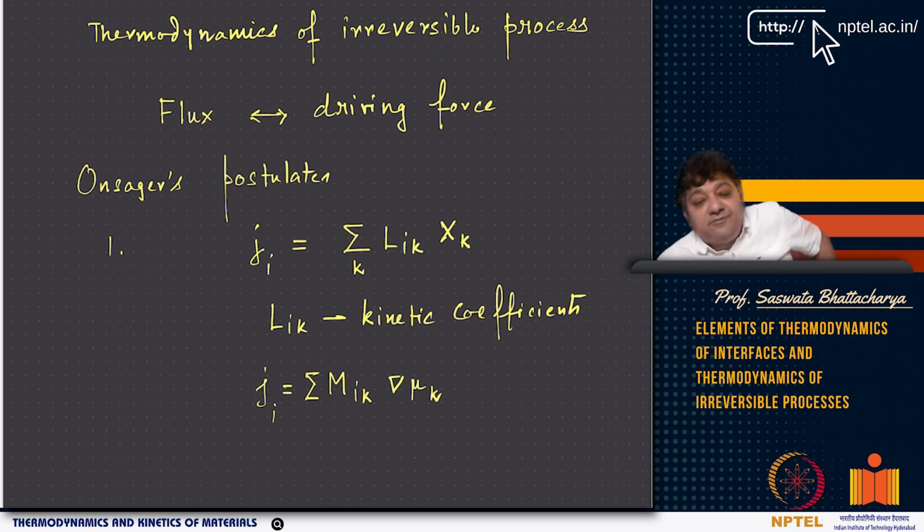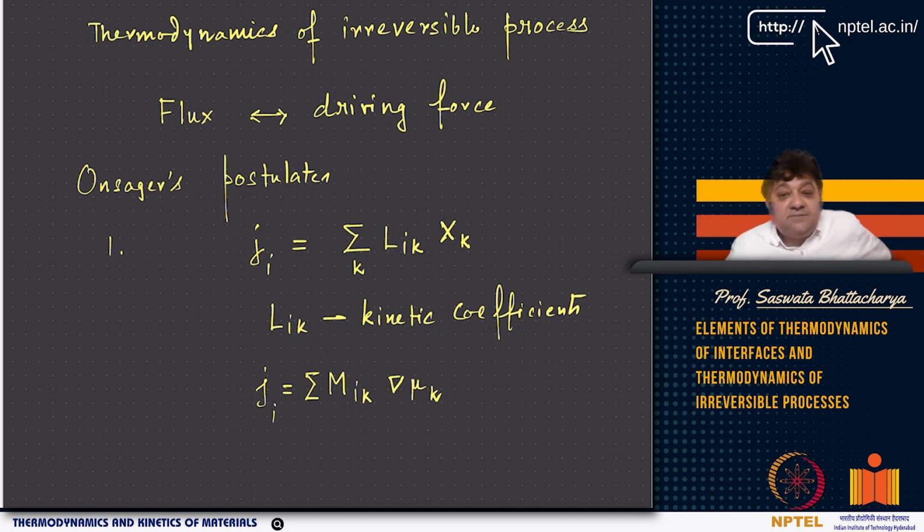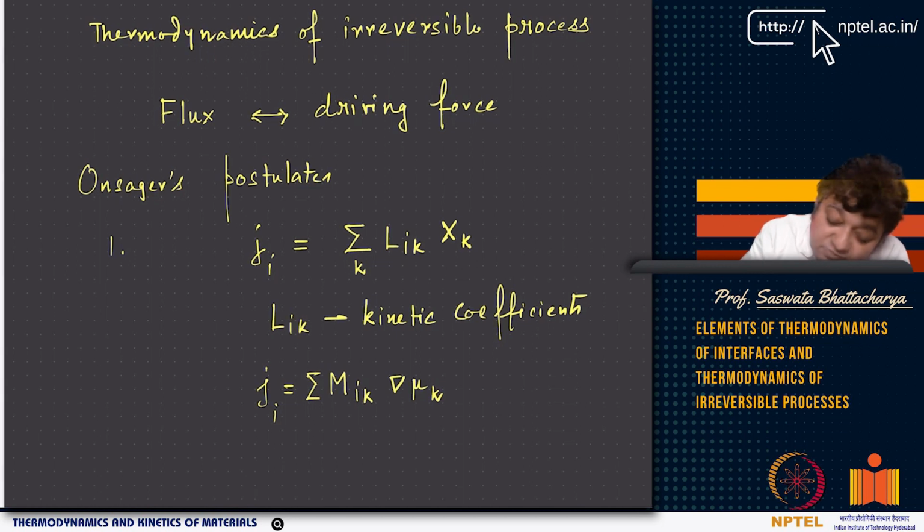So basically, if you look at Onsager, a famous scientist who won the Nobel Prize for his contribution to statistical mechanics, basically in physics, Onsager postulated that the flux is proportional to force. So this capital X here denotes the force, the driving force.